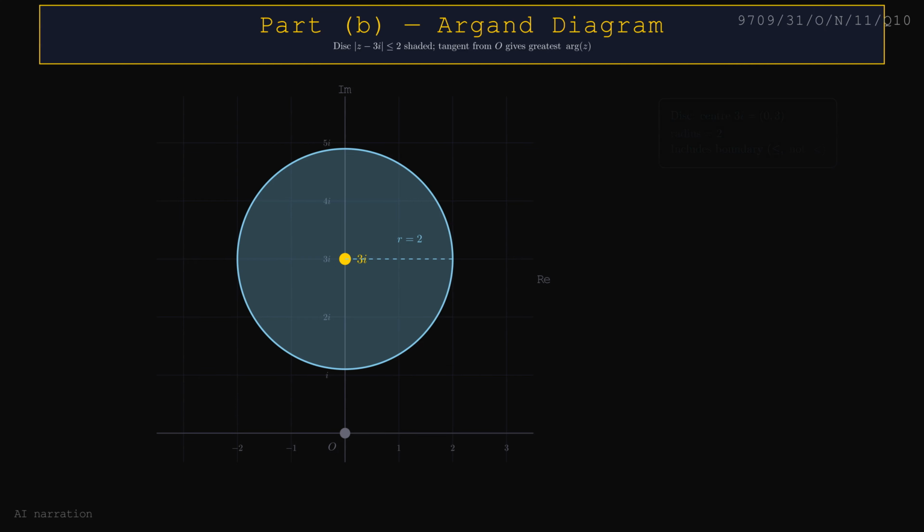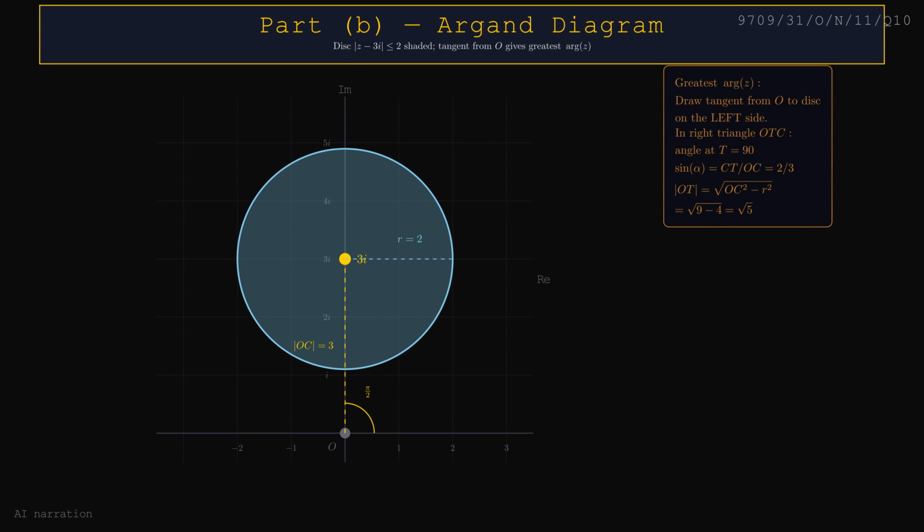Draw OC, modulus OC equals 3, greater than radius 2. The origin is outside the disk. Mark argument of OC as pi over 2. Pause on the geometry, then the tangent construction tips.